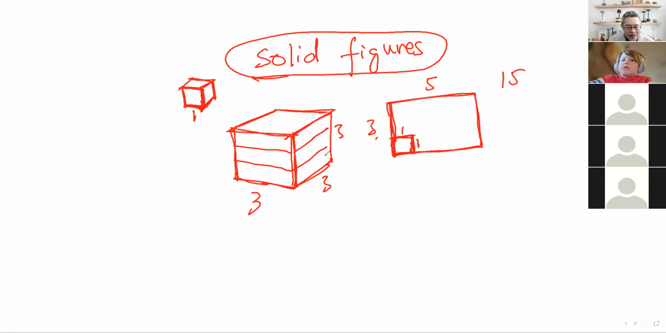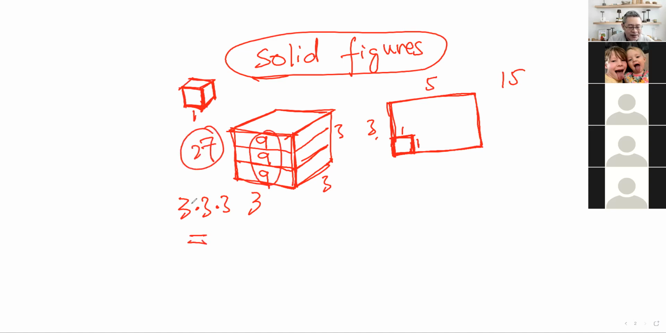we can have 3 layers. The first layer, just like we did with area, we got 9 of those 1 by 1 by 1 cubes. Second layer, we got 9. Third layer, we got another 9. So therefore, we got 3 times 3 times 3. And so we can say 3 times 9 is 27. 3 times 3 times 3, that's also 27.